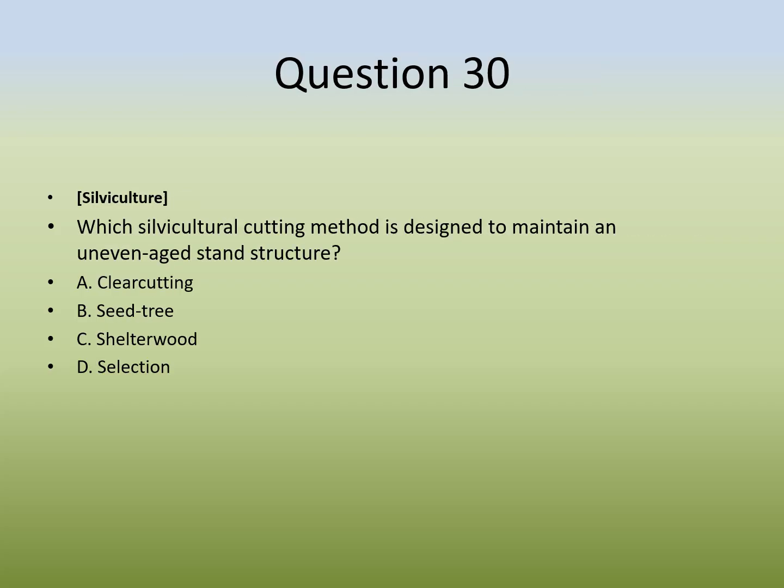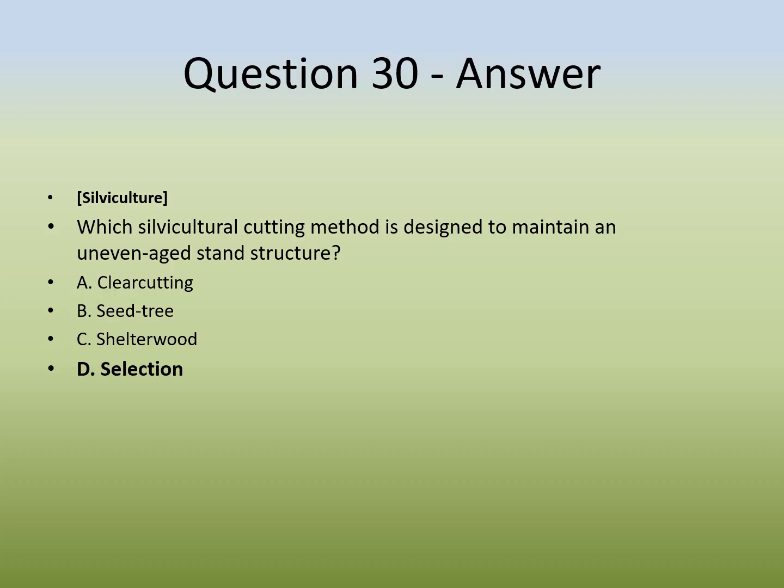Question 30. Which silvicultural cutting method is designed to maintain an uneven-age stand structure? A, clear cutting. B, seed tree. C, shelterwood. Or D, selection. The answer is D, selection.